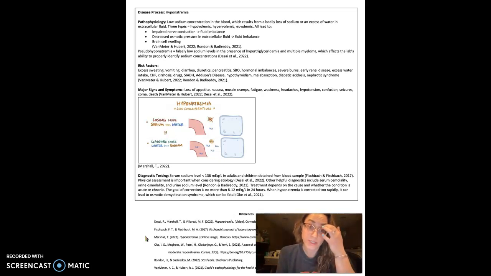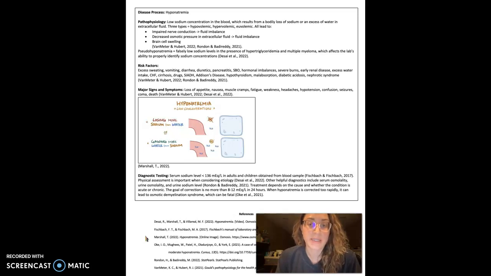The pathophysiology behind hyponatremia is a low sodium concentration in the blood, which is caused by either a bodily loss of sodium or an excess of water in the extracellular fluid, thus causing dilution. Typically, water follows sodium, so with hyponatremia, there's an imbalance of that relationship.